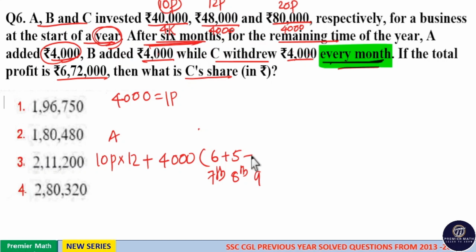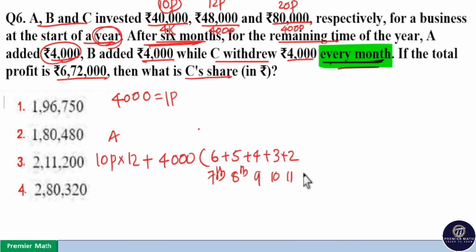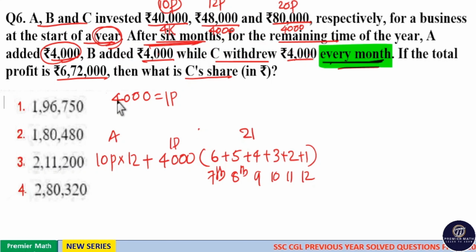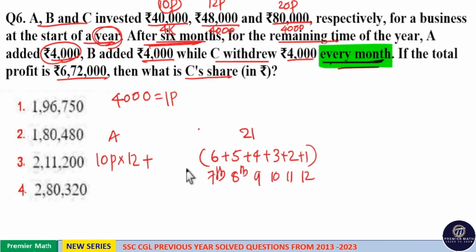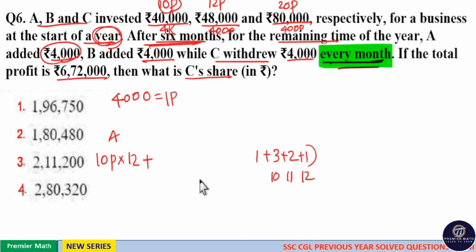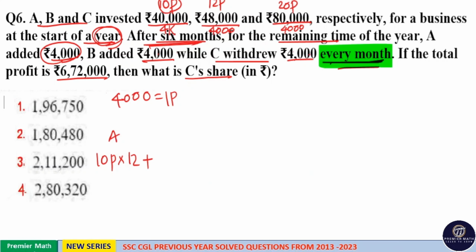And at 9th month, it will last for 4 months. At 10th month, it will last for 3 months. At 11th month, it will last for 2 months. At 12th month, it will last for 1 month. So total investment is equal to 1 to 6 sum, which is 6 into 7, 42. 42 by 2 is equal to 21. So 21 into 4,000, where 4,000 is 1 part. So 21 into 1 part is equal to 21 part. So after 6 months, A added 21 part to the investment. Total 21 part.